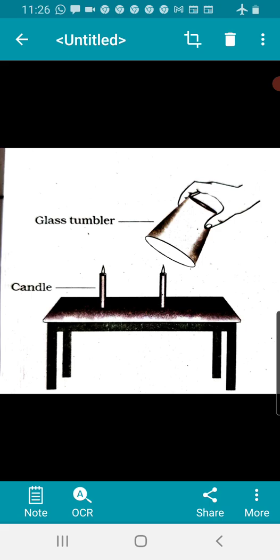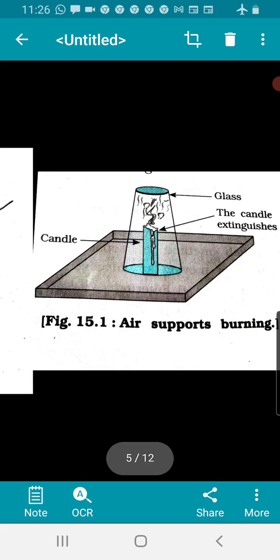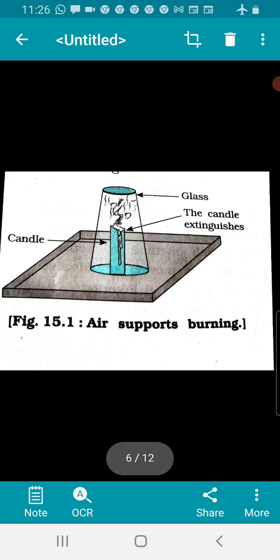Do both the candles continue to burn or go off? We must have observed that the candle covered with the glass tumbler got extinguished after some time, whereas the other candle continued burning. So, what can be the reason for this? It seems that the candle got extinguished because the component inside the glass tumbler which supports burning is limited. Means very less amount of some gas is there in the glass.